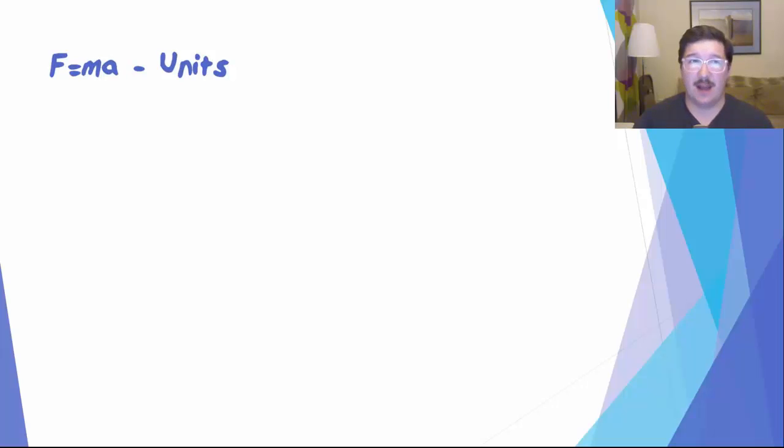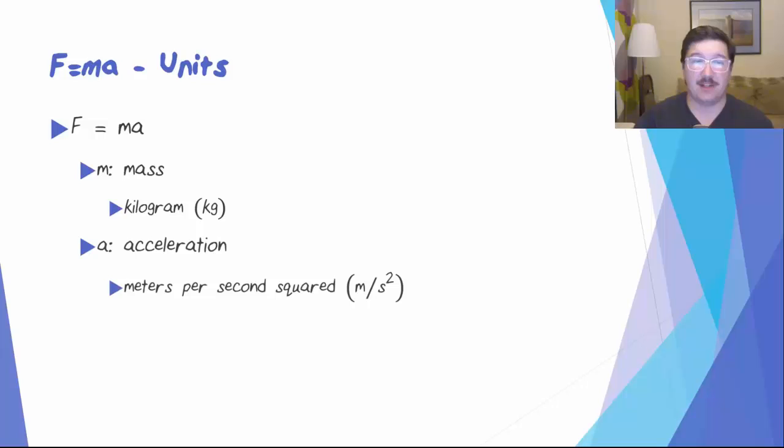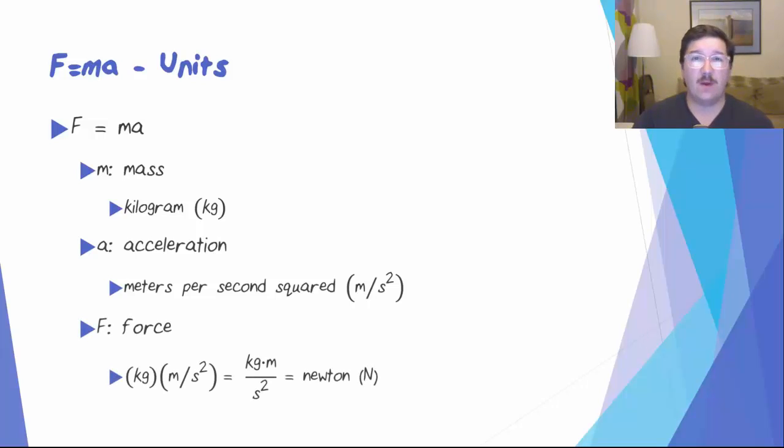Let's take a look at the units that we get from this equation. So we have the equation F equals ma. M is mass, and it is measured in units of kilograms. A, of course, is acceleration, and it's measured in units of meters per second squared. F is force. If we multiply kilograms times meters per second squared, nothing really combines or cancels out. We end up with kilogram meters per second squared. This is defined as a Newton. Right? The unit for all forces is newtons.